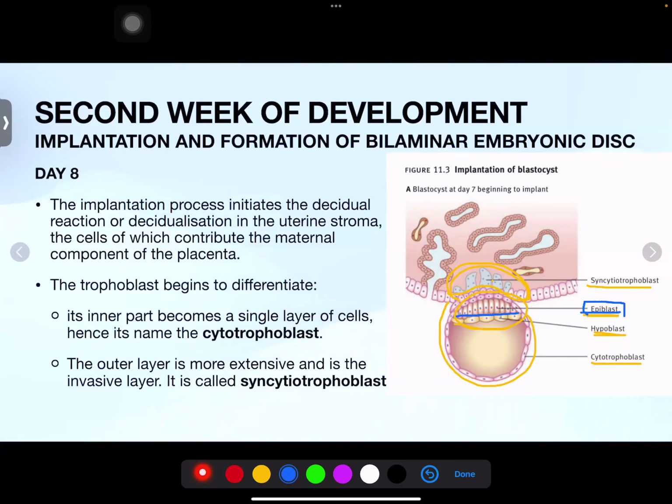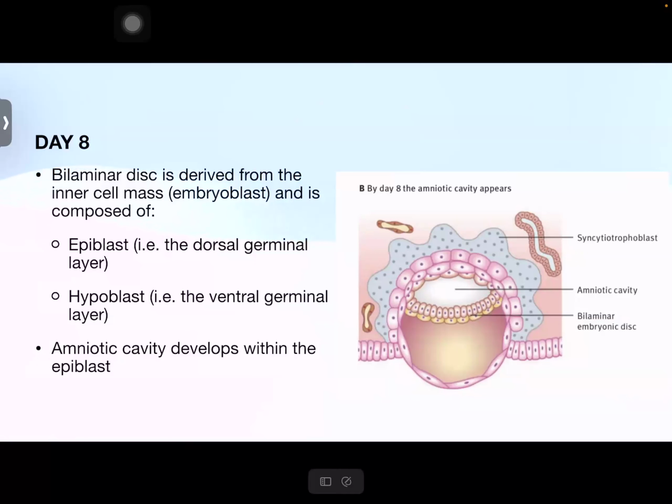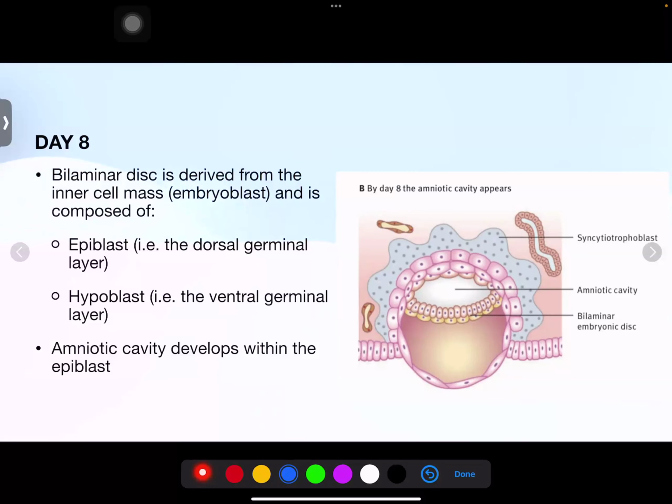The upper is the epiblast and the lower is the hypoblast. So epi means above, hypo means below. So the name indicates the bilaminar disc appears. Just as implantation has started, the bilaminar embryonic disc has formed. Now, if you see closer, the bilaminar disc is derived from the inner cell mass, which is called the embryoblast, and is composed of two layers, the epiblast and the hypoblast. The epiblast will be the dorsal germinal layer, and the hypoblast will be the ventral germinal layer.